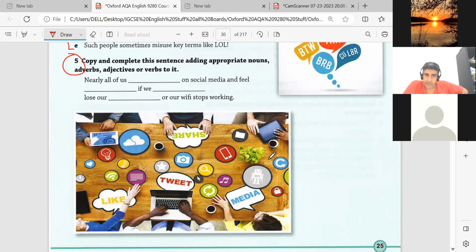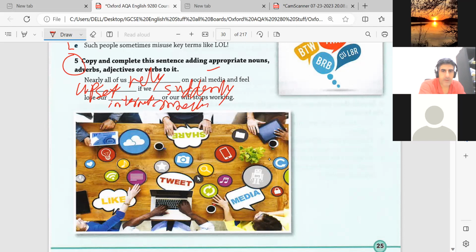All of us rely on social media, yes, and feel upset, okay, if we suddenly lose our internet connection. Perfect. Internet connection. Okay, thank you. Akram, number 2.